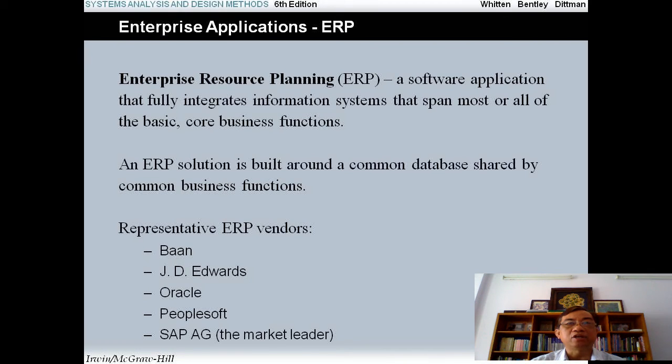Enterprise resource planning is a software application that fully integrates information systems that span most or all of the basic core business solutions. An ERP solution is built around a common database. They have a common database shared by common business solutions. And you have many ERP vendors like Oracle and SAP.